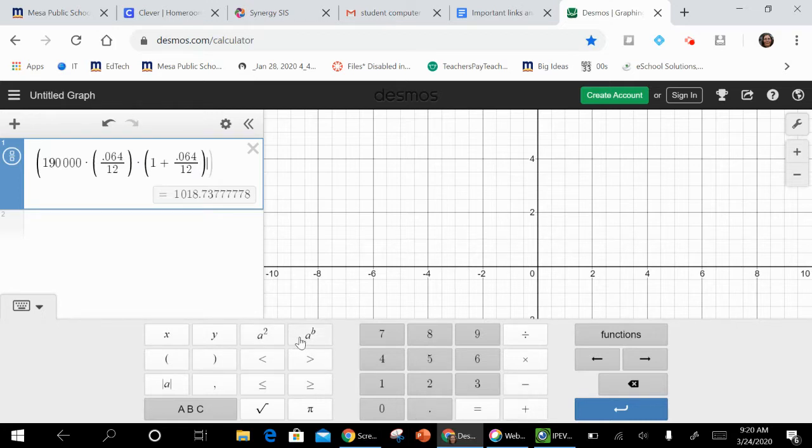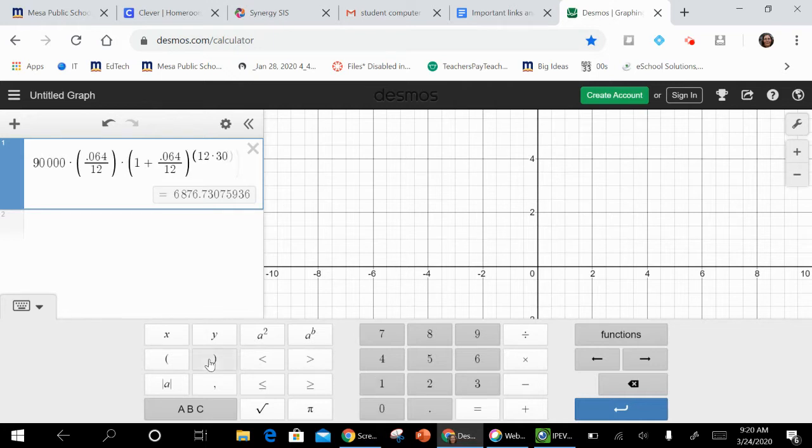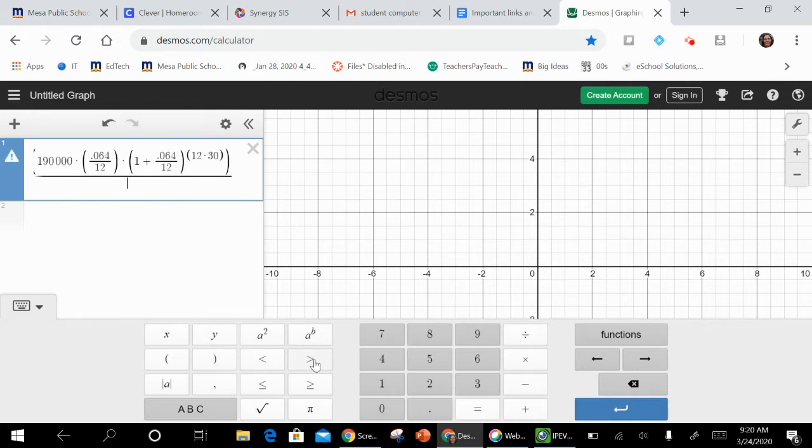Parentheses. I know it's going to be raised. So I did this, the AB. I do parentheses, it's going to be 12 times 30. Parentheses, scroll left again and do parentheses. Okay, and then you're going to put divided by. And then we do parentheses, double parentheses, and then 1 plus, and just write again. Divided by 12. Make sure you scroll left. I'm doing it on the computer.